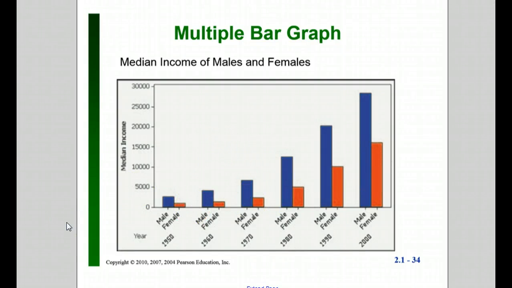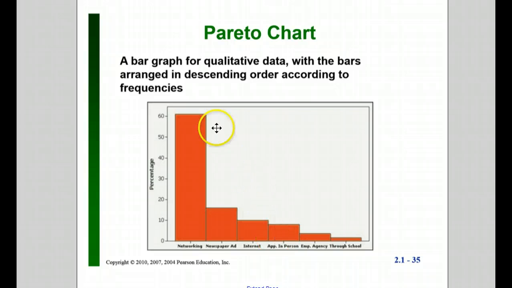Alright, and then if your frequencies decrease from left to right, so meaning your first bar is your highest down to the last bar is your lowest, that's what we call a Pareto chart. So it has to have that order to it to be considered Pareto, otherwise it's just a bar graph.